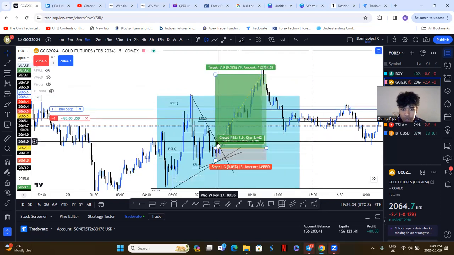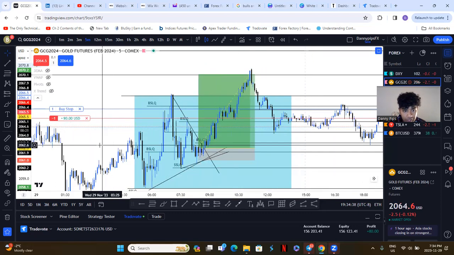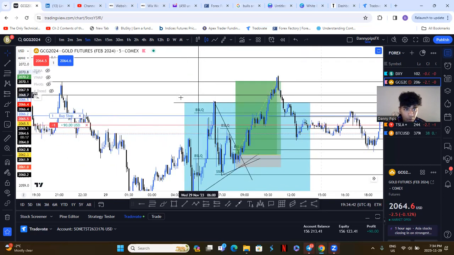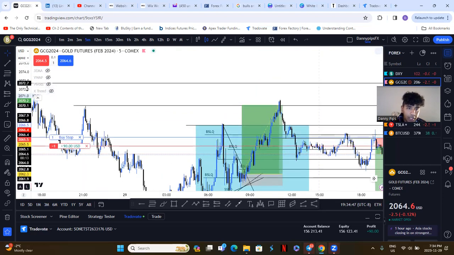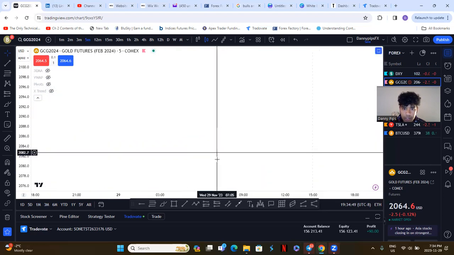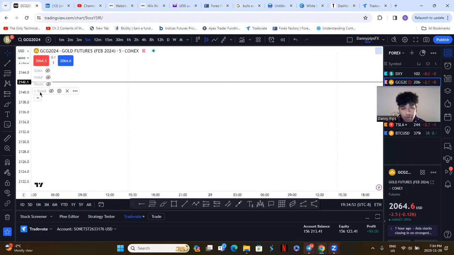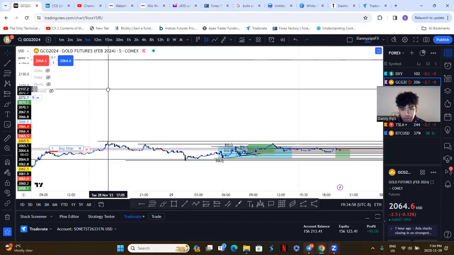So that's a really tight stop loss. Price didn't even come back to it. So that was a really perfectly timed entry, I would say. And it went all the way to our target at 2070. Our overall daily target is somewhere up here, at 2142. So this is where the overall target would be.